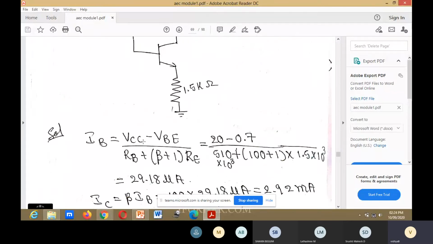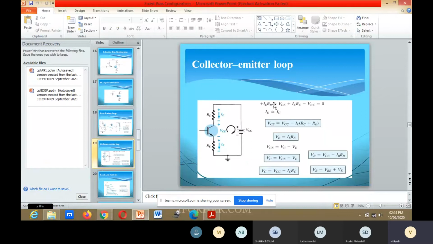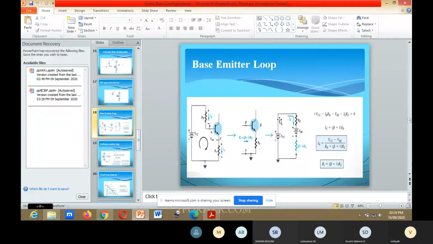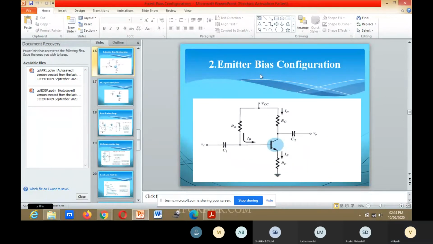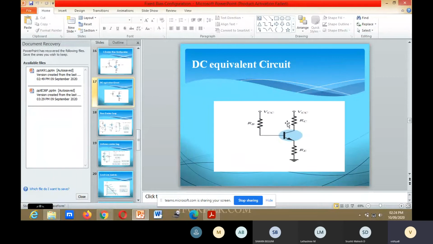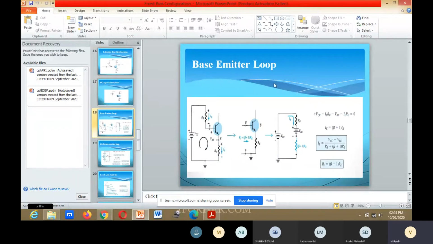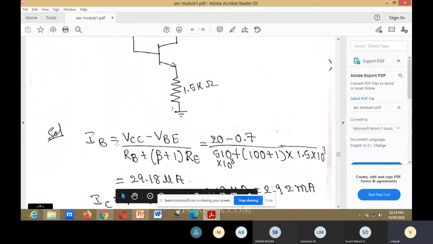IB is equal to what? IB is equal to VCC minus VBE. You can think about where you got this equation. I have explained already the emitter bias configuration, DC equivalent circuit. While considering the base emitter loop, this is the equation for IB. IB is equal to VCC minus VBE divided by RB plus open bracket beta plus 1 close bracket into RE. By considering the base emitter loop equation, we will find out the IB equation. From that equation only, I have written here IB is equal to this one.